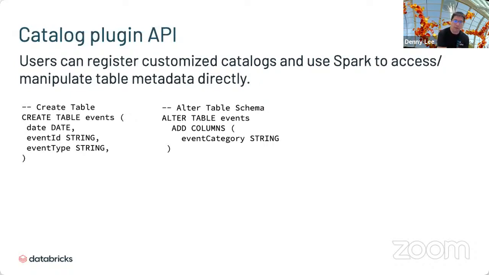Now, there's also other interesting things like the catalog plugin API. This allows us to, for example, write in Spark statements like create table and alter table. That's cool. That's interesting, but that's also incomplete. You want to write other DML statements like update, merge, and delete. Excuse me, right?